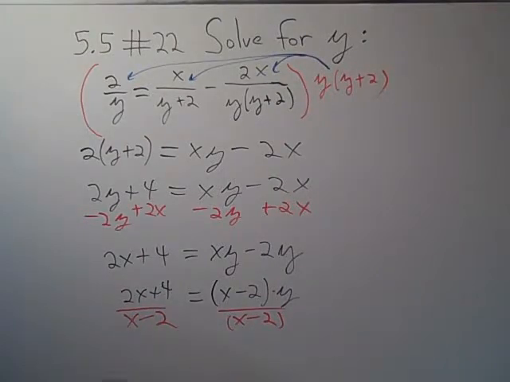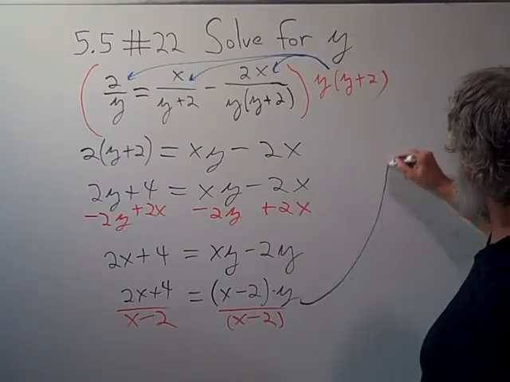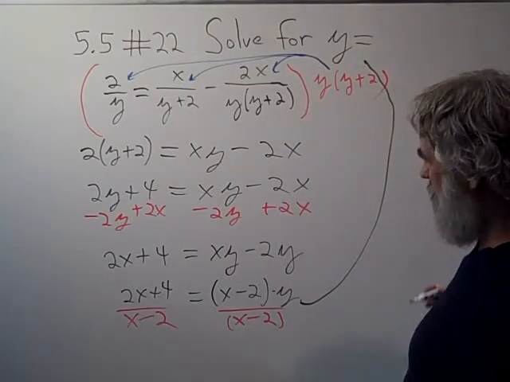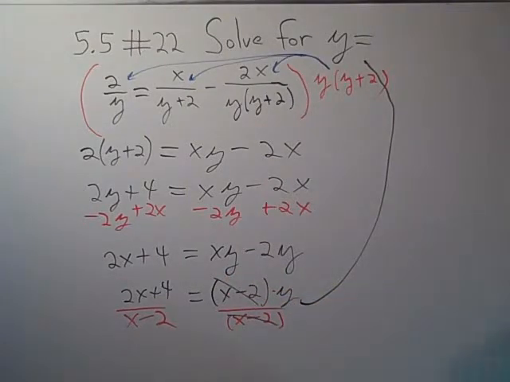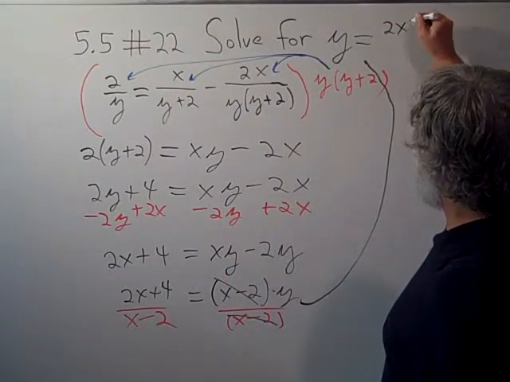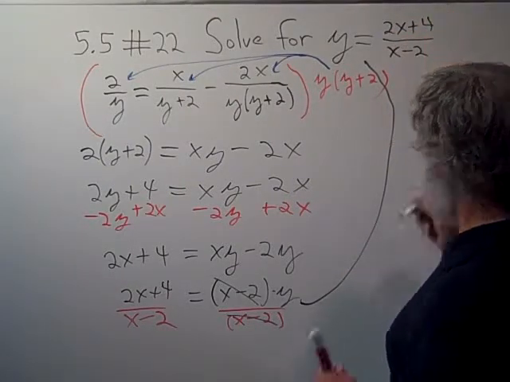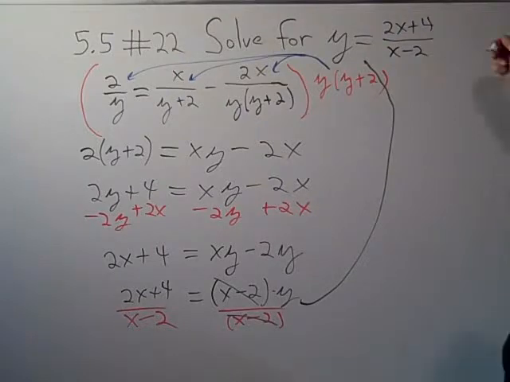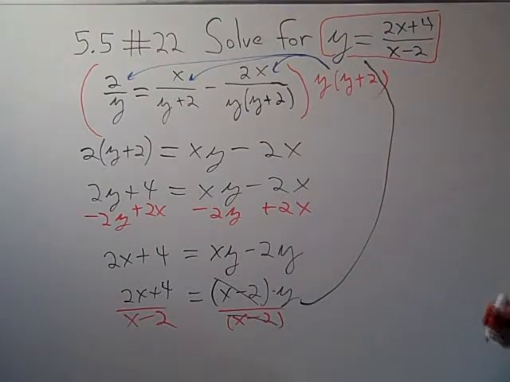And we end up then, having solved for y, we find that y is equal to, these cancel, so y is equal to 2x plus 4 divided by x minus 2. You could also factor the numerator if you wanted to, but it would be 2 times the quantity x plus 2, but there's not much point. Anyway, so we've solved for y.